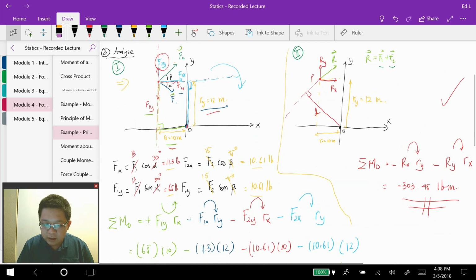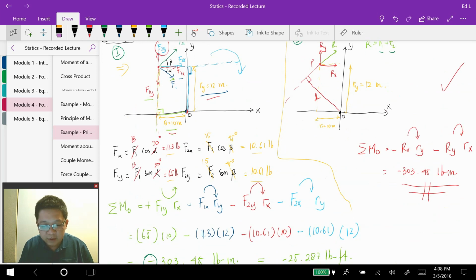And after that, I just apply what we have learned in the previous lecture, which is to calculate the sum of the moment about point O from these components of the force, which I treat as separate individual forces, and then sum them up according to the sign conventions. If it causes a clockwise rotation about a point, then it has a negative sign. If the force causes a counterclockwise rotation, then it will have a positive sign.